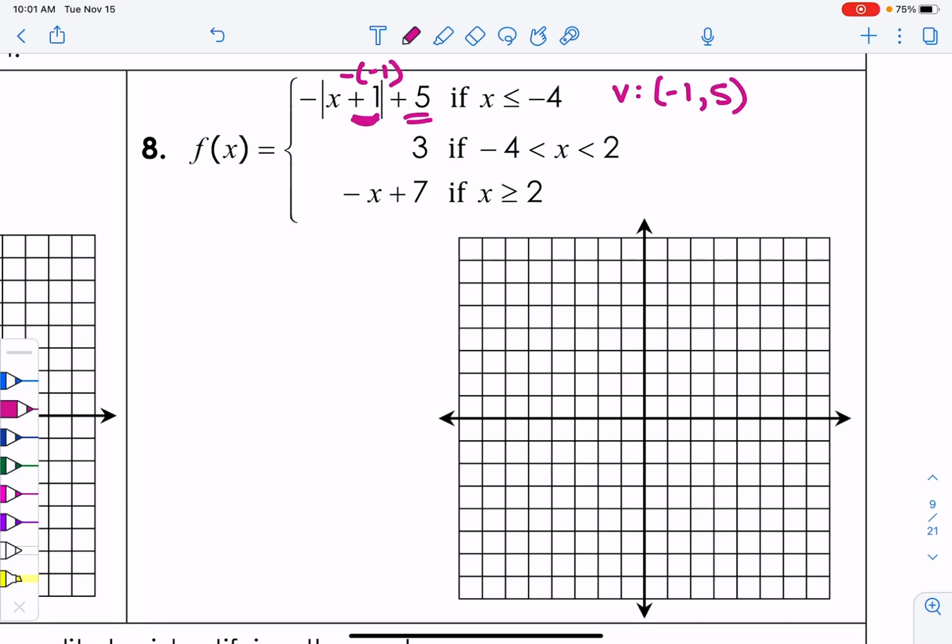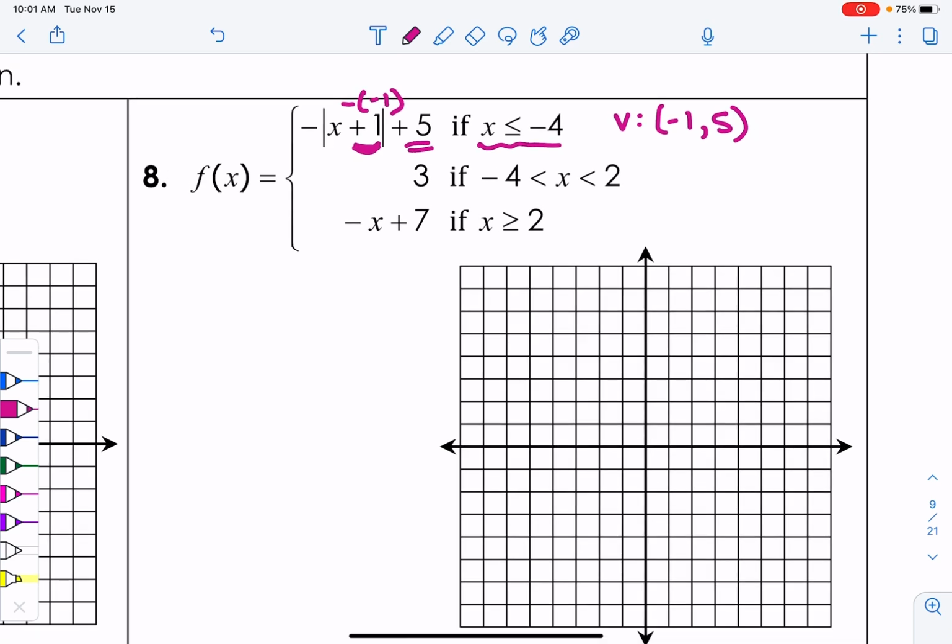Are we going to see that vertex? We're not going to see that vertex, right? Because what are we allowed to graph? We're only allowed to graph when x is less than a negative 4. So we're not going to be able to see that if we're at a negative 1. So let's see what we can do. We'll start mapping it out, and then we'll just erase some points that we got.